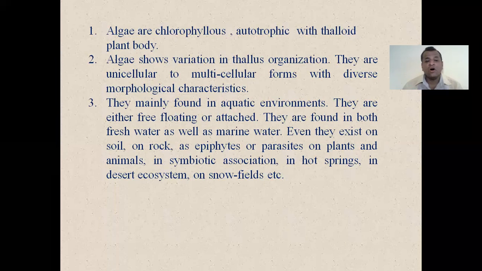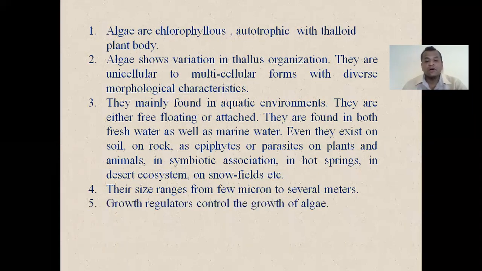Even they exist on soil, on rocks, as epiphytes or parasites on plants and animals, in symbiotic association, in hot springs, in desert ecosystems and also on snow fields. Their size ranges from a few microns to several meters. Growth regulators control the growth of algae. They are also known as growth hormones.